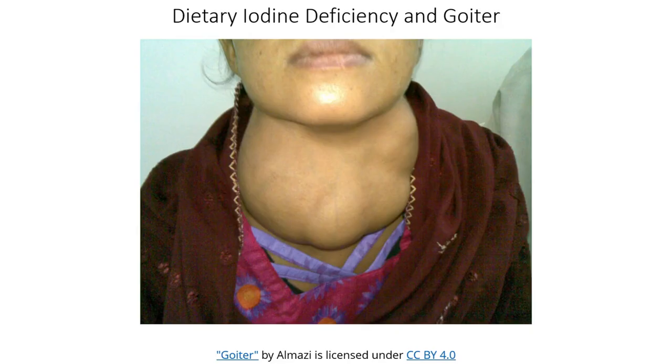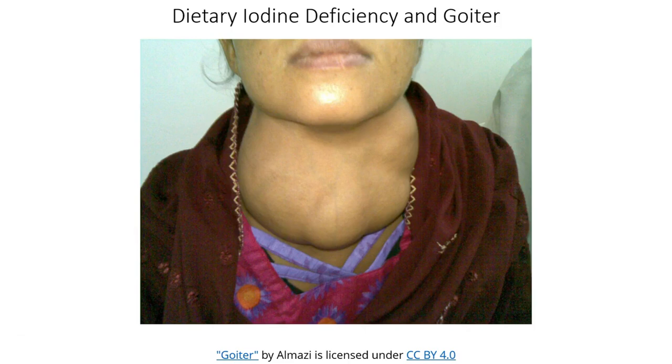Goiters can frequently be the only visible indication of deficiencies. There's some other indications of iodine deficiency, but they're not always as obvious. And a goiter can also happen due to other causes of low levels of T3 and T4. And so iodine deficiency is not the only one. So inflammation of the thyroid gland is the other common cause of those low levels of T3 and T4. That is called hypothyroidism. Hypo means low.